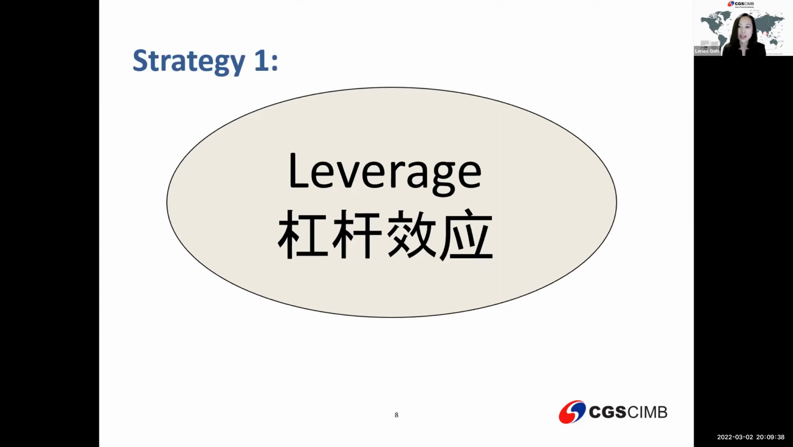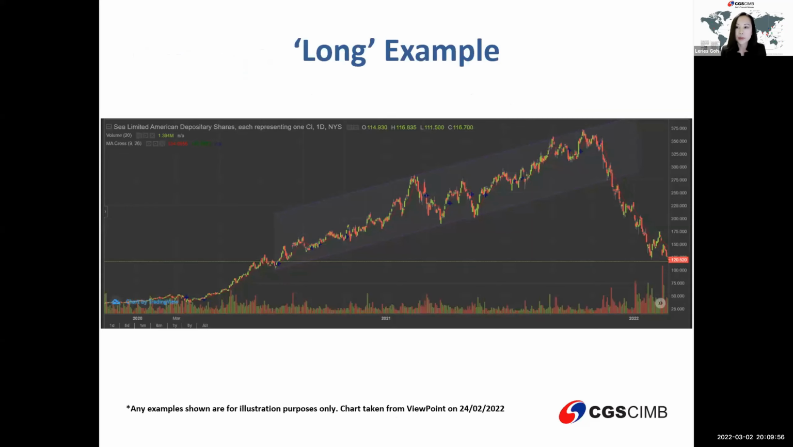But for CFD, you just need to put up a fractional amount. That is what we call initial margin. So long as you have sufficient initial margin in your CFD account, you can initiate the position of 100,000 with a smaller initial capital.